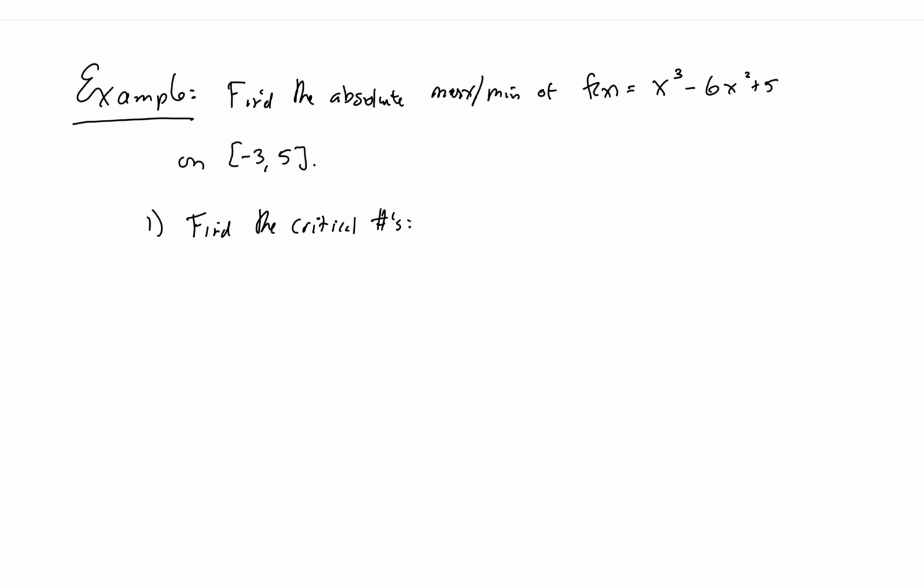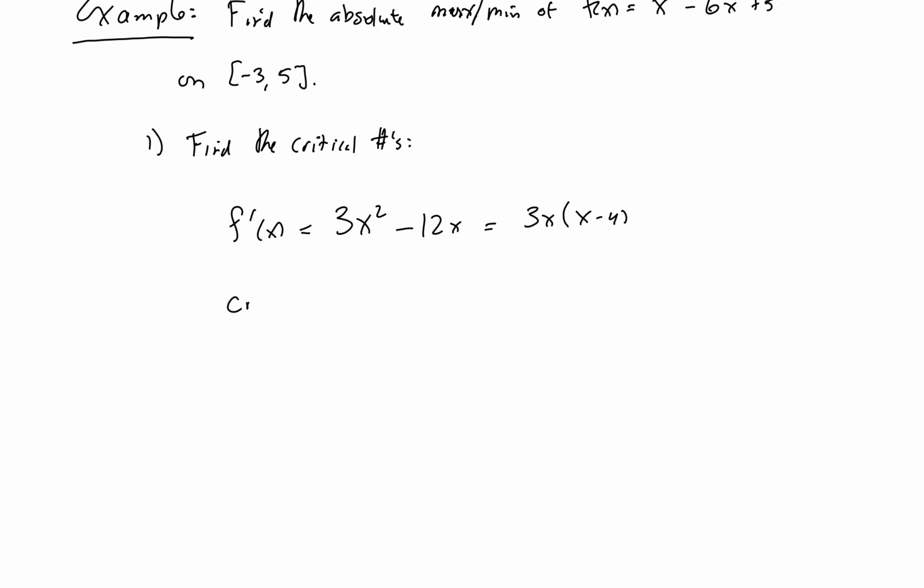So we take the derivative. This is just 3x squared minus 12x. So I can factor 3x out of that, and I just get 3x times (x minus 4). This derivative is defined everywhere, so our critical numbers are just where it's equal to 0. So that's when x is equal to 0 or when x is equal to 4.